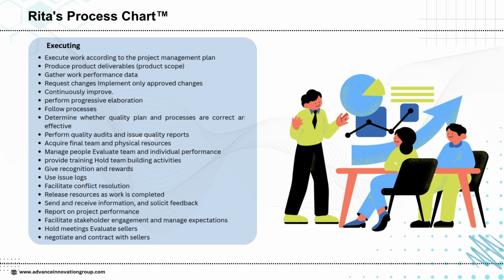In the executing phase, the focus shifts from planning to action. Work is carried out according to the project management plan and deliverables are produced as per the defined scope. Performance data is continuously gathered and any requested changes are carefully reviewed, with only approved changes being implemented. Progressive elaboration is applied where plans are refined as the project progresses. Quality assurance activities, such as audits and reporting, ensure that standards are maintained.